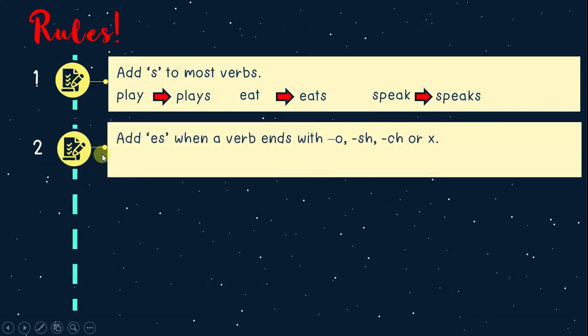Rule number 2: we add es when a verb ends with o, sh, ch, or x. Okay, bila verb tu, perbuatan tu berakhir dengan o, sh, ch ataupun x, kita akan tambah es. Kalau tadi tambah s kan, now we add es. For example, go. Okay, go, it ends with o, so it becomes goes.